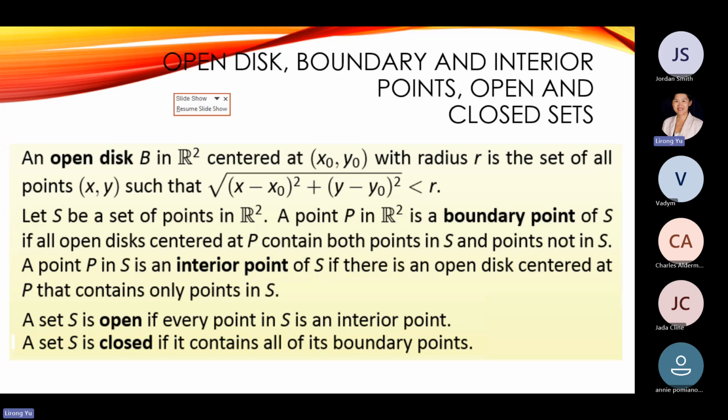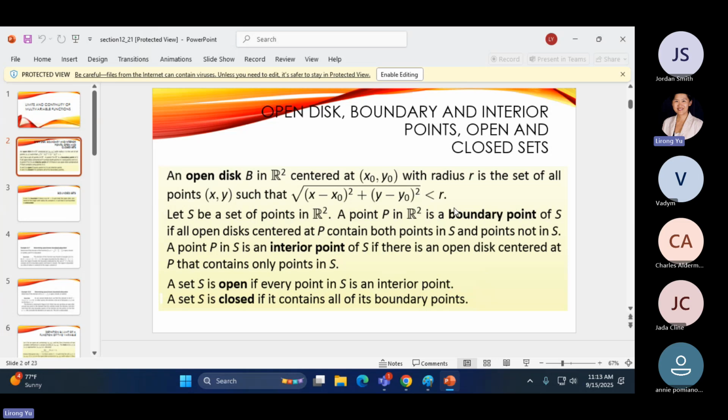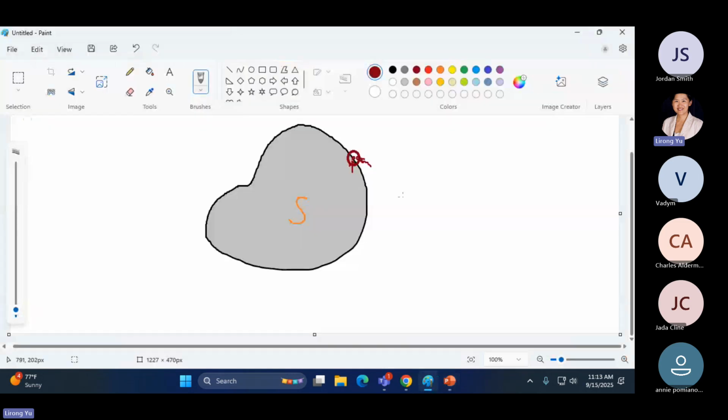So, for example, if we look at an interior point of this set, say this point. Okay, so we're able to draw a small circle centered at that point. Then all the points in that open disk will only contain points inside S, only interior points of S.